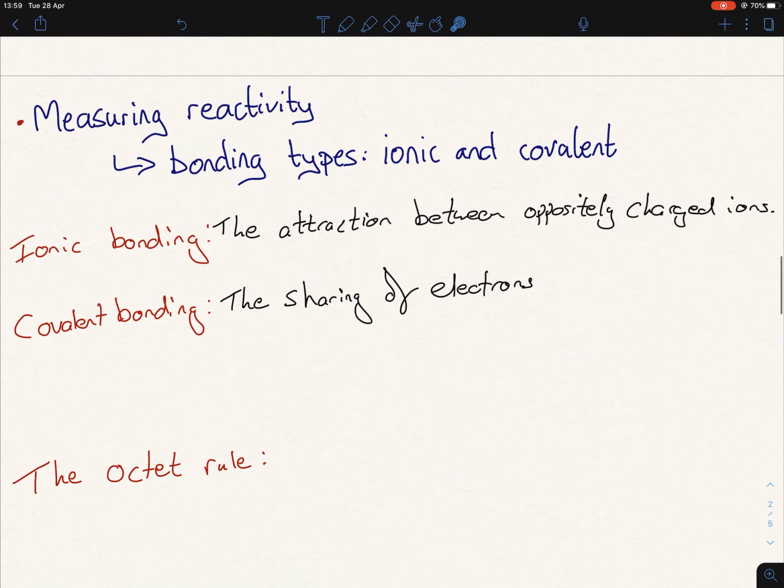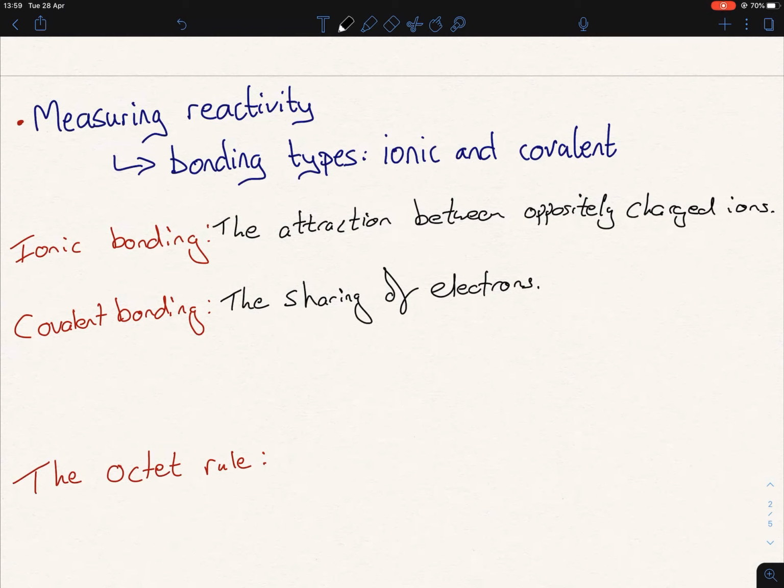Okay, so measuring reactivity. And that brings us into bonding types, and there are two types, ionic and covalent. Now, a quick note here, guys. I'm not going to go into the bonding in a huge amount of detail. I'm going to explain these bonding types in a separate video. But for now, you just need to know the definitions. Ionic bonding is the attraction between oppositely charged ions, and covalent bonding is the sharing of electrons. So for now, you just need to know the definitions.